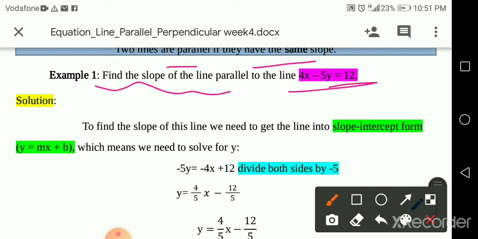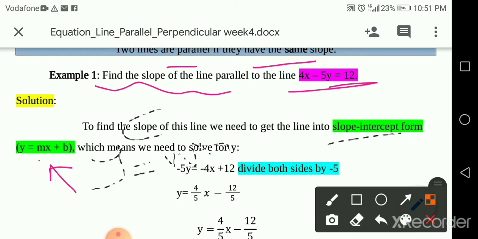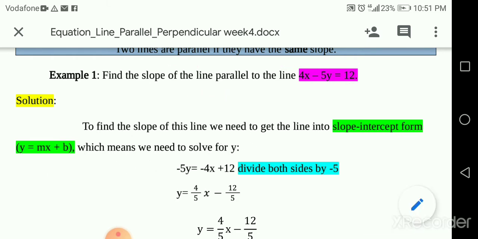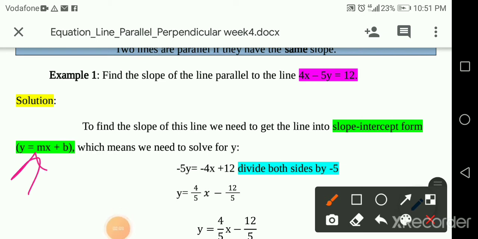So remember, if you want to find the slope, write the slope-intercept form. This is the slope-intercept form, and we want to study it well. This is y equals mx plus b. After writing this form, I want to solve for y.